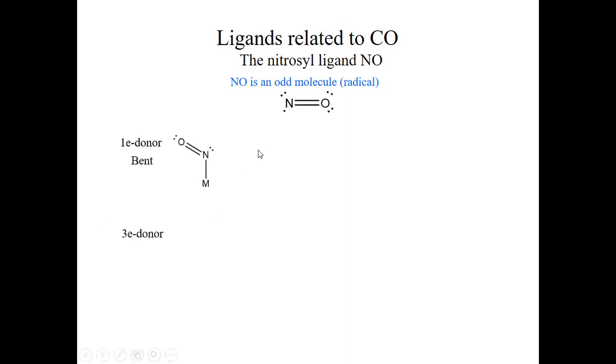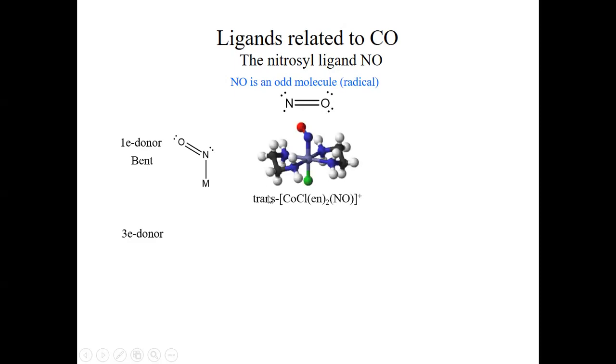Okay, so now when it acts as a 1 electron donor, then the electron lone pair here at the nitrogen remains inactive in the bonding. And for that reason, the respective complexes have a bent structure, because the electron lone pair here is directly active. So an example for this is this complex here.